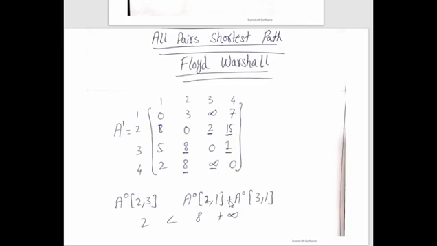If we take a look at the A naught matrix, the distance from 2 to 3 is 2, and on the right side, in A naught, 2 to 1 is 8, and 3 to 1 is infinity. So which one is smaller? That is 2. We will consider the smaller one. We will write it here, right?